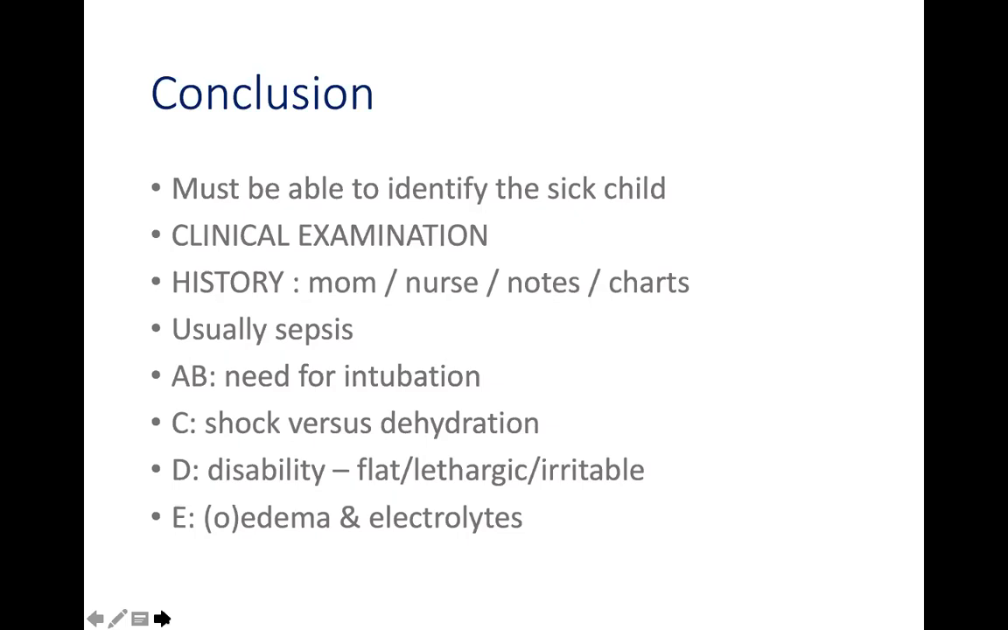In the burnt child, it's almost always sepsis. And then really in airway and breathing, you've got to think about the need for intubation and ventilation. For circulation, you've got to differentiate shock versus dehydration, because that determines the aggression with which you resuscitate this patient. D, the disability: is the child flat or lethargic versus irritable. And then the E, we can look at edema and electrolytes. And that's just a quick summary.